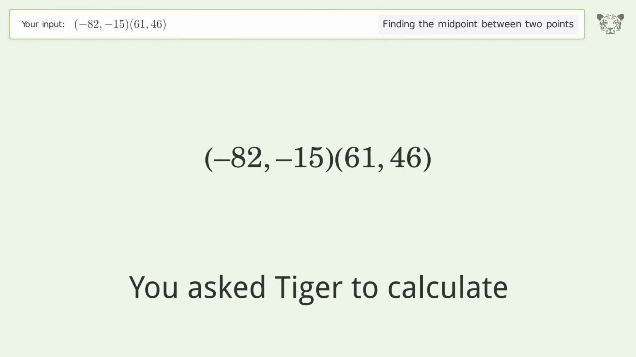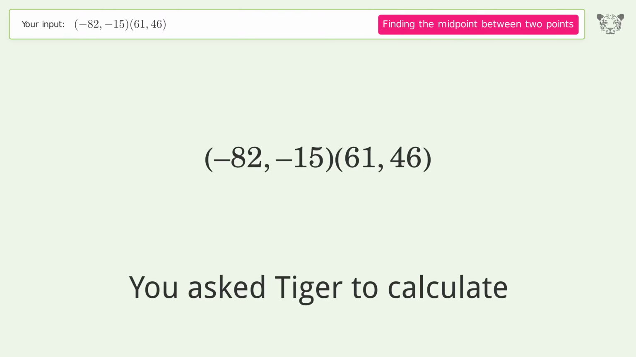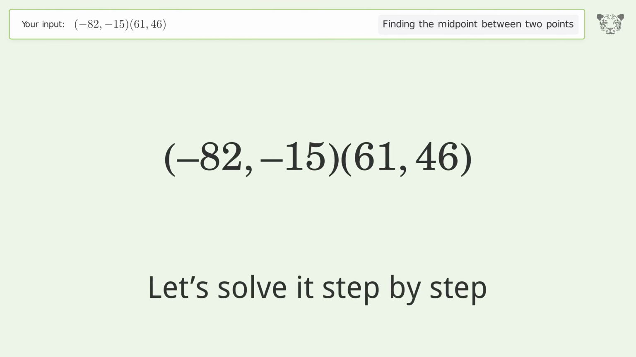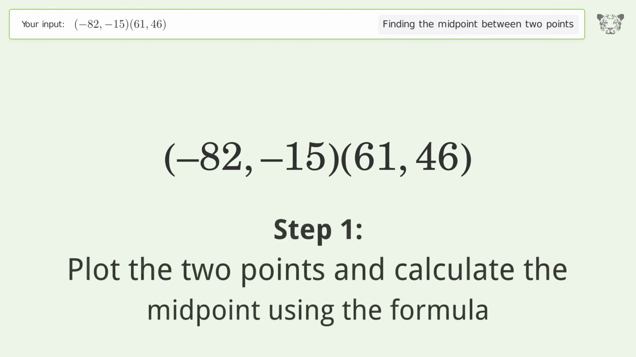You ask Tiger to calculate. This deals with finding the midpoint between 2 points. The midpoint between the 2 points is negative 10.5, 15.5. Let's solve it step by step. Plot the 2 points and calculate the midpoint using the formula.